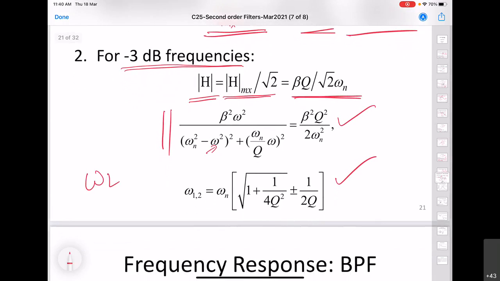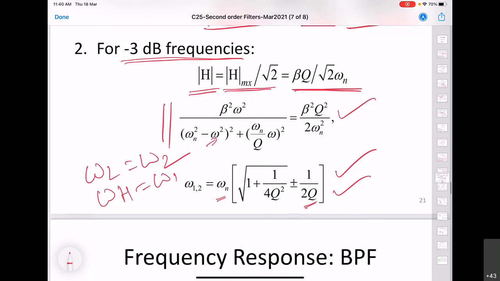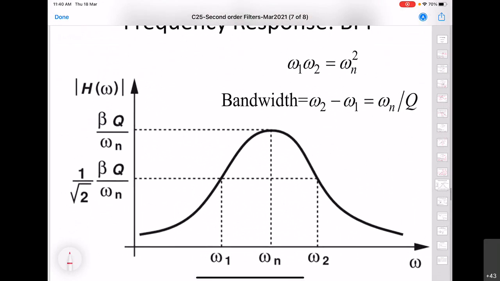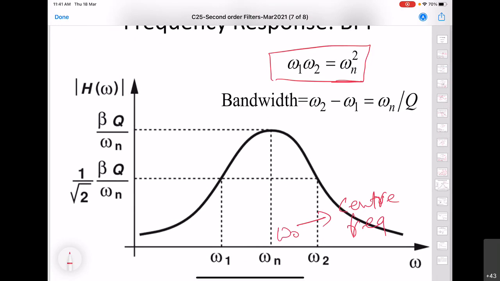So here omega L is omega 2 and omega H is omega 1, and they are given by this expression. So they depend upon both Q and omega n. Now here is a graphical representation of all the parameters related with the bandpass filtering response. And here we get one more relation, that omega L and omega H will be related with omega n, which is also sometimes called omega naught, the center frequency of the bandpass filter.